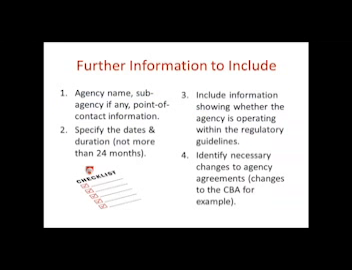Further information should include this. One, the agency name, of course, sub-agency, if any, point of contact information. Two, specify the dates and duration, not more than 24 months now. That's 24 months we think the commission decided was a good time to run a pilot. Three, we should include the information showing whether the agency is operating within the regulatory guidelines.